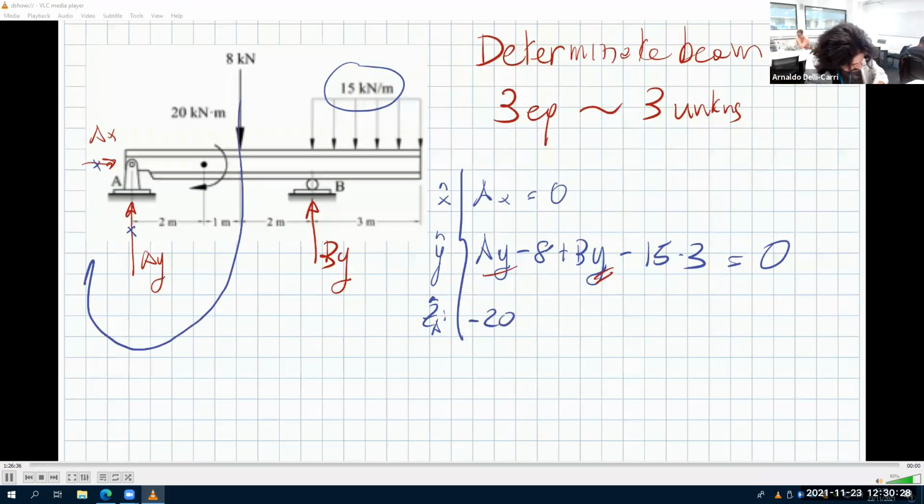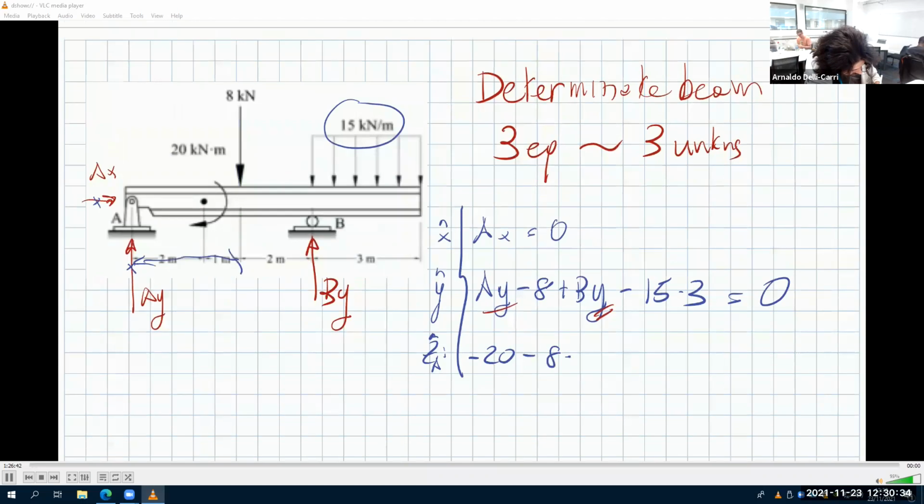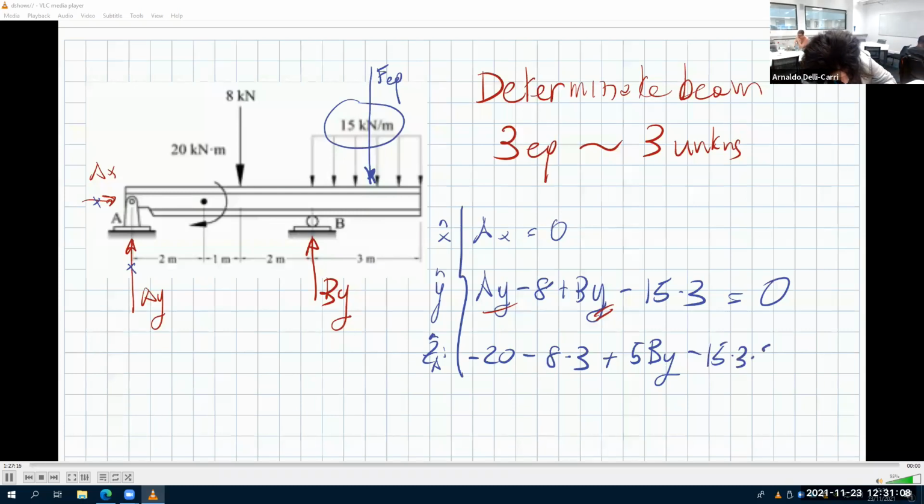This is clockwise as well, so minus 8 times perpendicular distance, 3 meters, plus counterclockwise plus 5 By. And this is applied here. This is the equivalent force, which we said is 15 times 3, and it's applied in the middle. That means it's at 5 plus 1.5, so it's 6.5. And this is also negative. So minus 15 times 3 times 6.5.